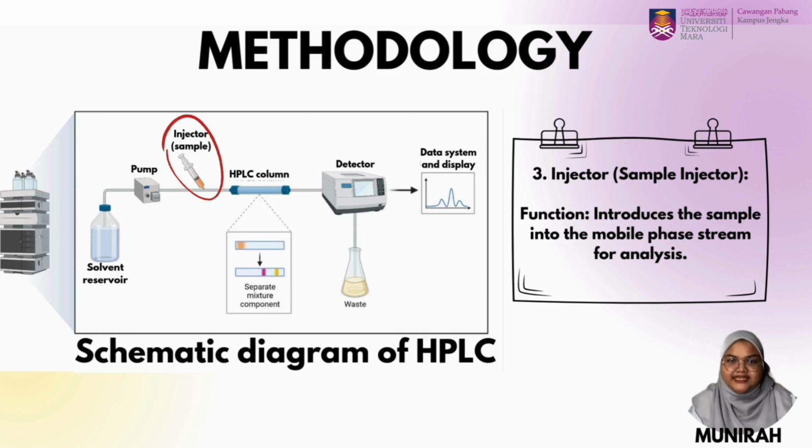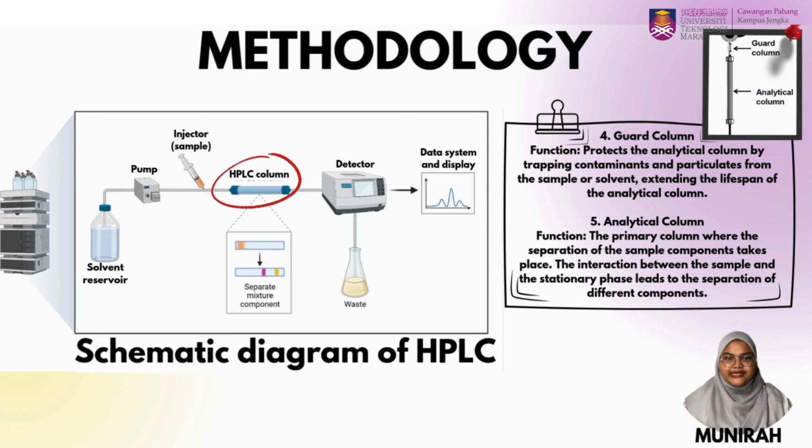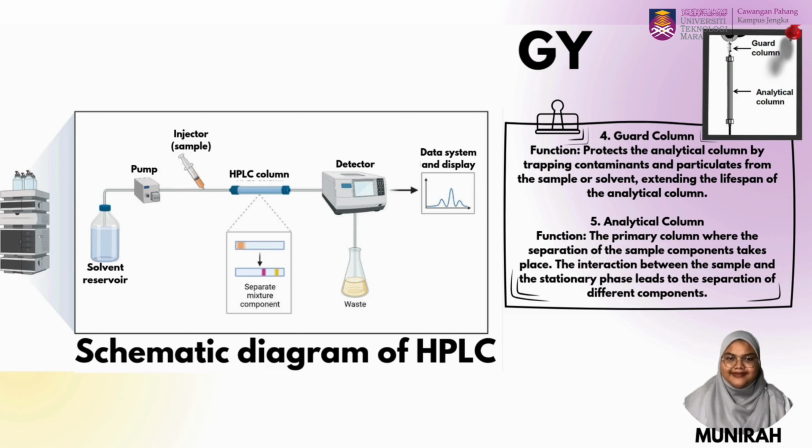Next, the injector, which introduces the sample into the mobile phase. The sample is injected carefully to ensure proper mixing with the mobile phase. Before entering the main analytical column, this sample passes through the guard column. This small yet important component is responsible for trapping any impurities or contaminants that could damage the main column. It helps extend the life of the analytical column by keeping it clean.